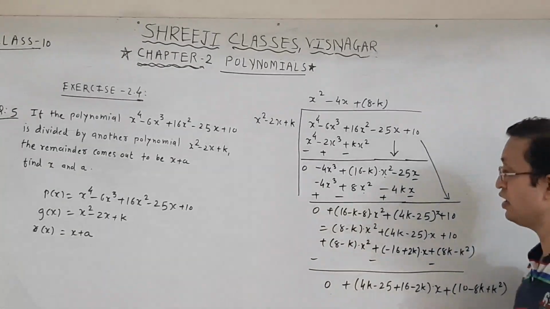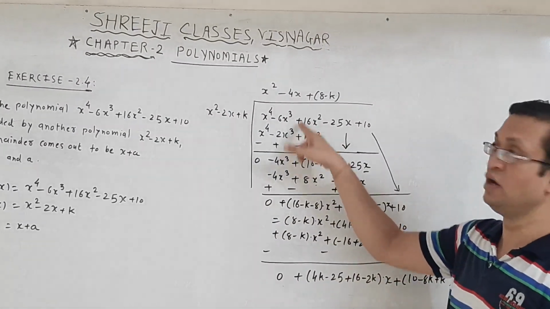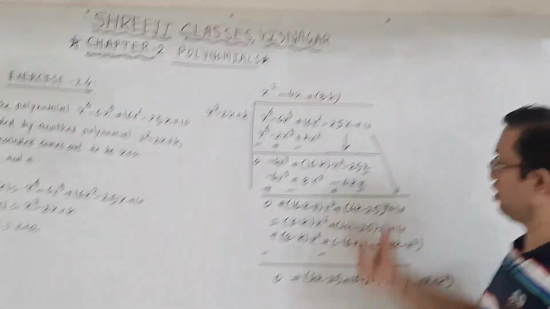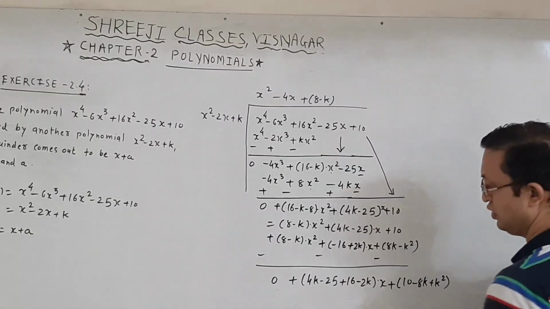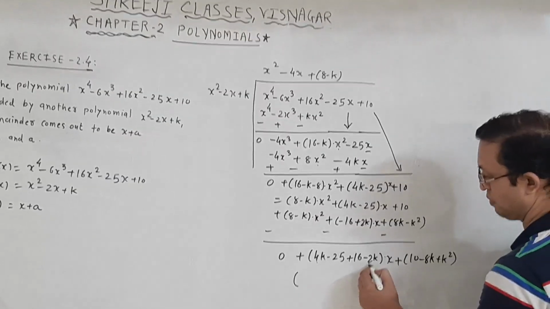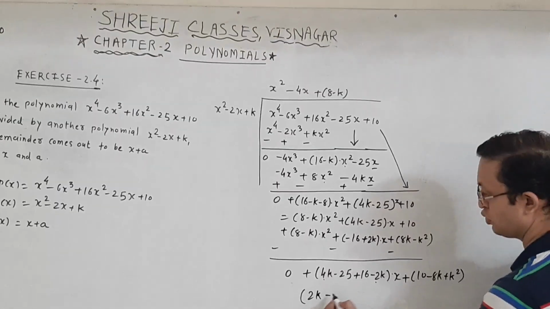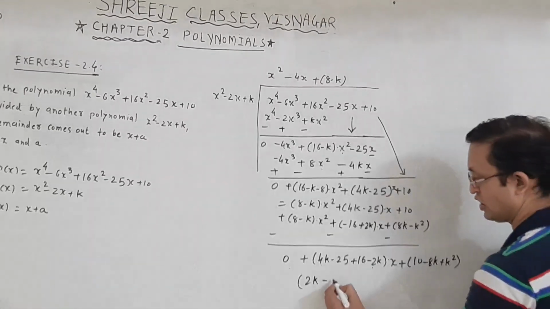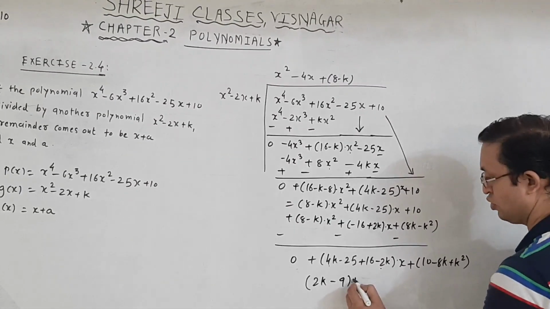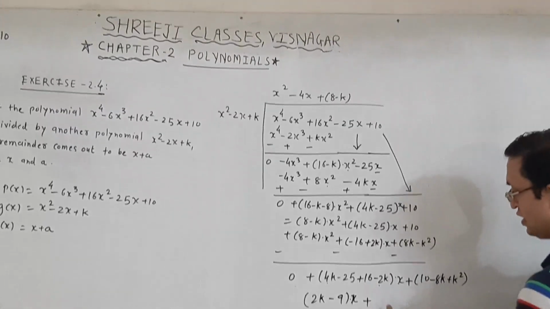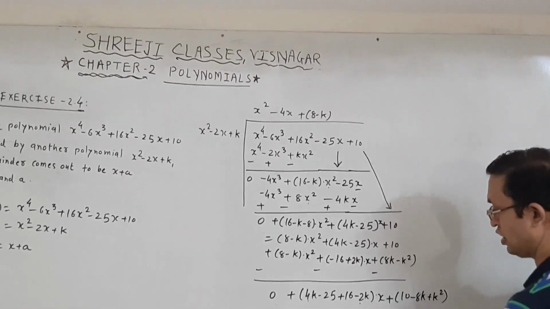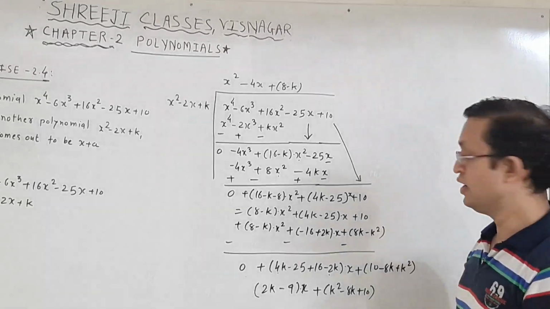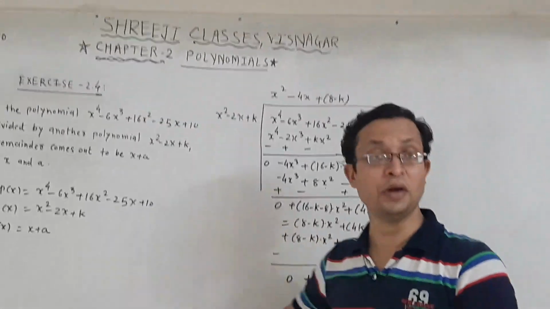Comparison of the remainder. The dividend polynomial divided by the divisor polynomial gives the quotient polynomial, and that one is the remainder polynomial. That remainder polynomial is 4k minus 2k, that is 2k minus 25 plus 16, that is equal to minus 9 into bracket into x plus k square, in decreasing order of k, k square minus 8k plus 10. Comparison with the remainder polynomial.